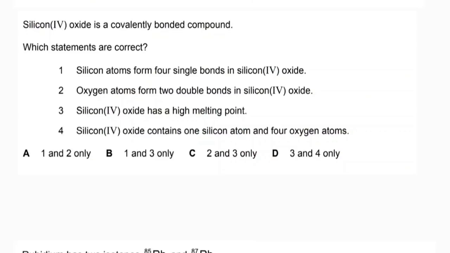Silicon(IV) oxide is a covalently bonded compound. Which statements are correct? Silicon atoms form 4 single bonds in silicon oxide, which is correct, which is like diamond, so it makes 4 bonds, it is tetrahedral. All right, so oxygen atoms form 2 double bonds. No, there are no double bonds in silicon(IV) oxide. Silicon(IV) oxide has a high melting point because it's a giant covalent compound, just like diamond. Silicon(IV) oxide contains 1 silicon atom and 4 oxygen atoms, which is wrong, right? So the ones that are correct are 1 and 3, so the answer is B.